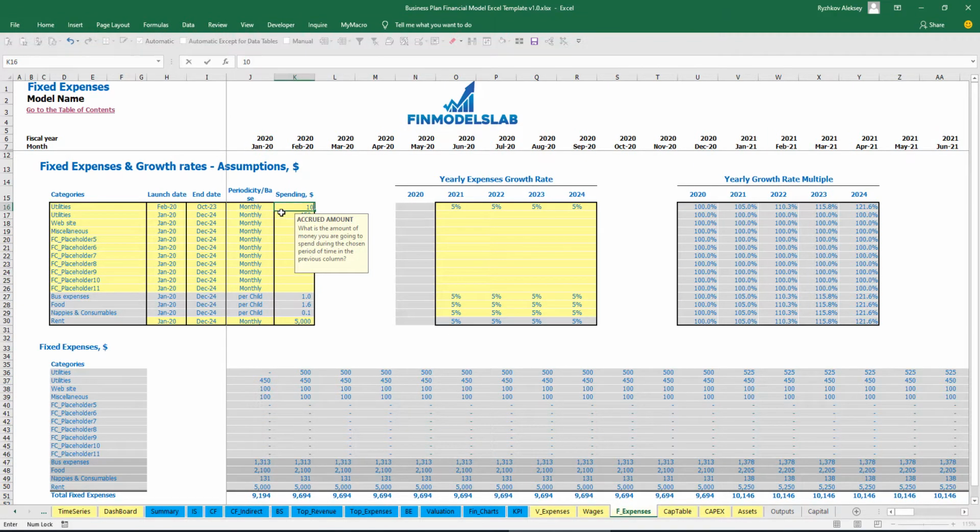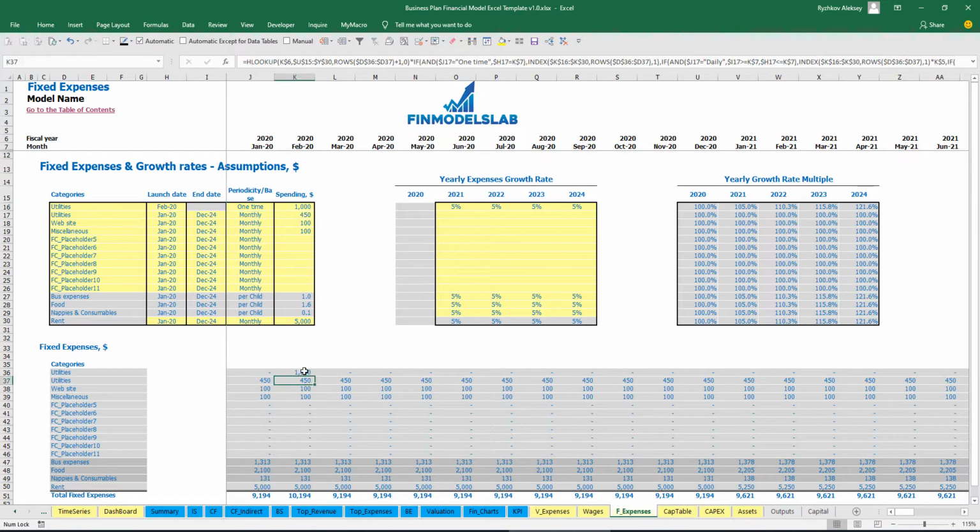Additionally, you have the ability to change the periodicity or the basis of calculation, as well as spending. So the spending you may change. Very easy. Just put some amount. In terms of periodicity, you're able to set up different periodicities. If you select one time, you will see just one payment, February 20. Obviously, you don't need an end date in this case.